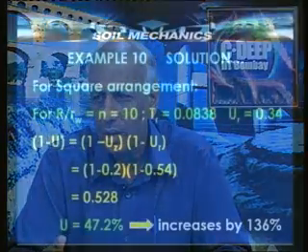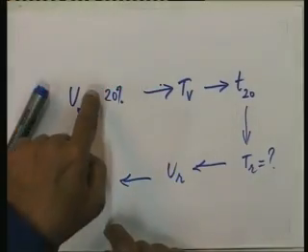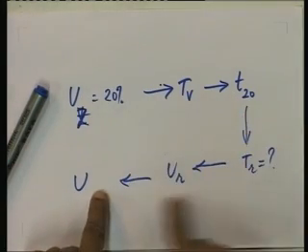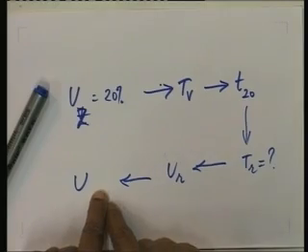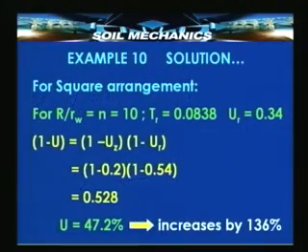So, for a square arrangement, a similar calculation will show that TR is 0.0838 and UR is 0.34, and this gives us 1 minus U equal to 1 minus UZ into 1 minus UR. As I mentioned just now, it gives capital U as 0.528, which means from 0.2 we have reached a value of 0.528 because of this radial consolidation arrangement, and that means there is an increase of 136% over the no sand drain case.